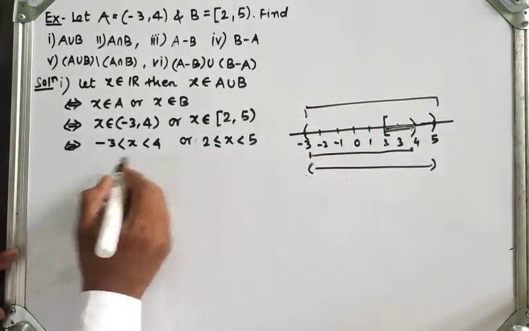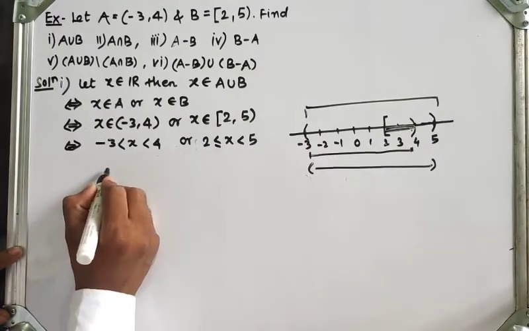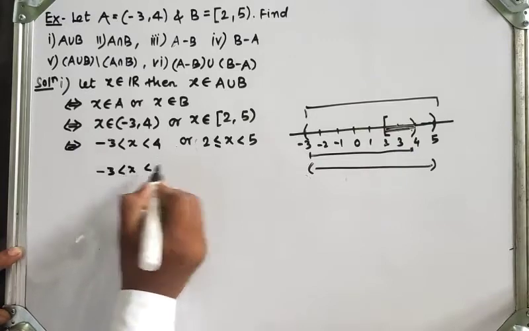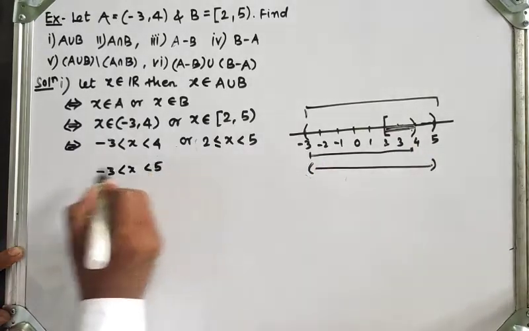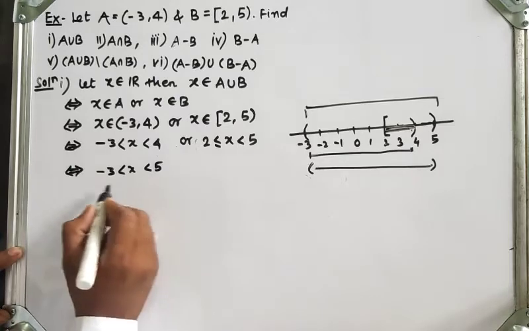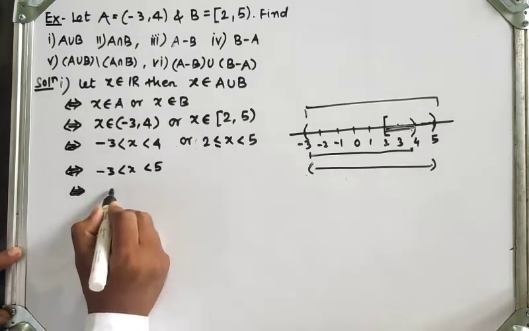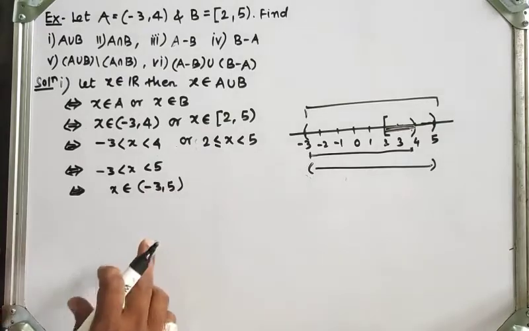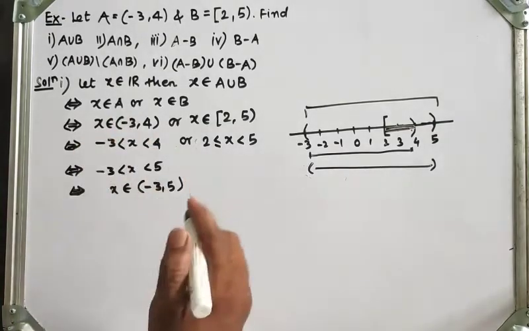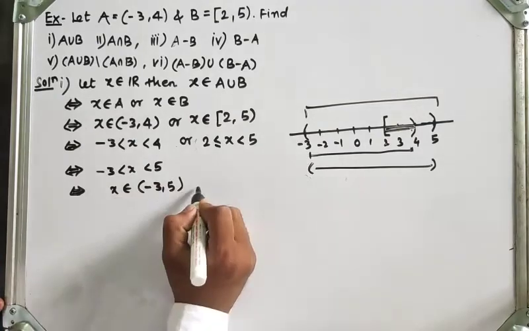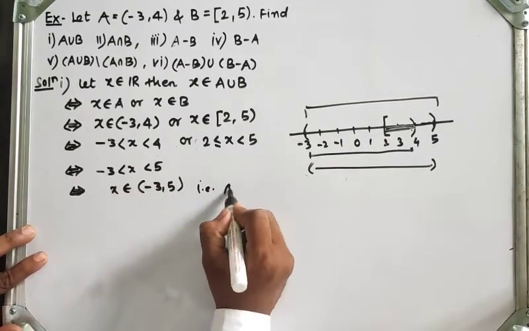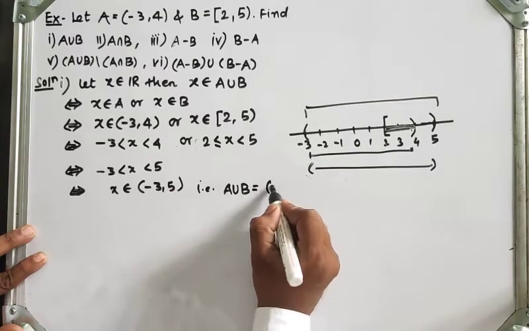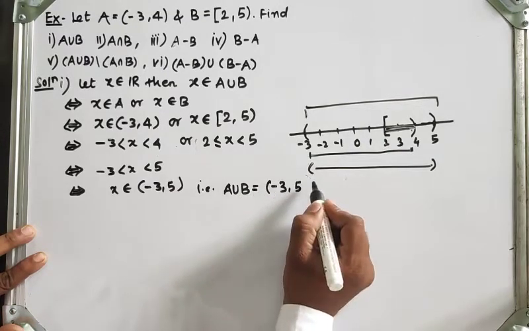So intersection is not empty, then their union will be this whole part. So the union will be the set of all those points x belongs to what? -3 less than x less than 5, if and only if we write x belongs to -3 to 5. This is the union of these two sets, that is, A union B should be -3 to 5.